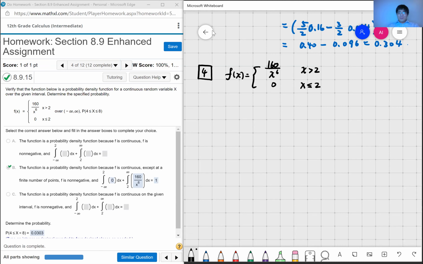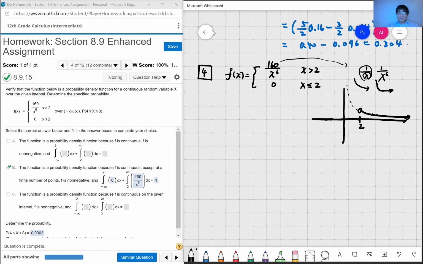This is a function similar to 1 over x. As the denominator gets larger, the y value gets closer to 0. But because it is x to the sixth power, if 1 over x goes like this, 1 over x squared drops more sharply to 0. So the graph looks like this, but only for x greater than 2. For x less than or equal to 2, the function is 0, so it doesn't take any value.